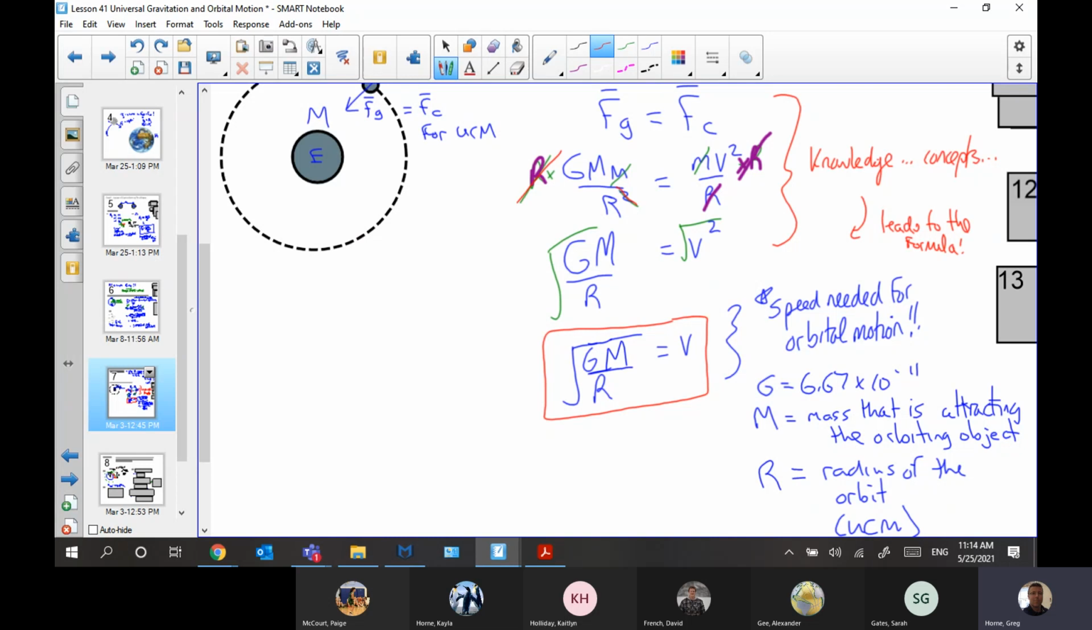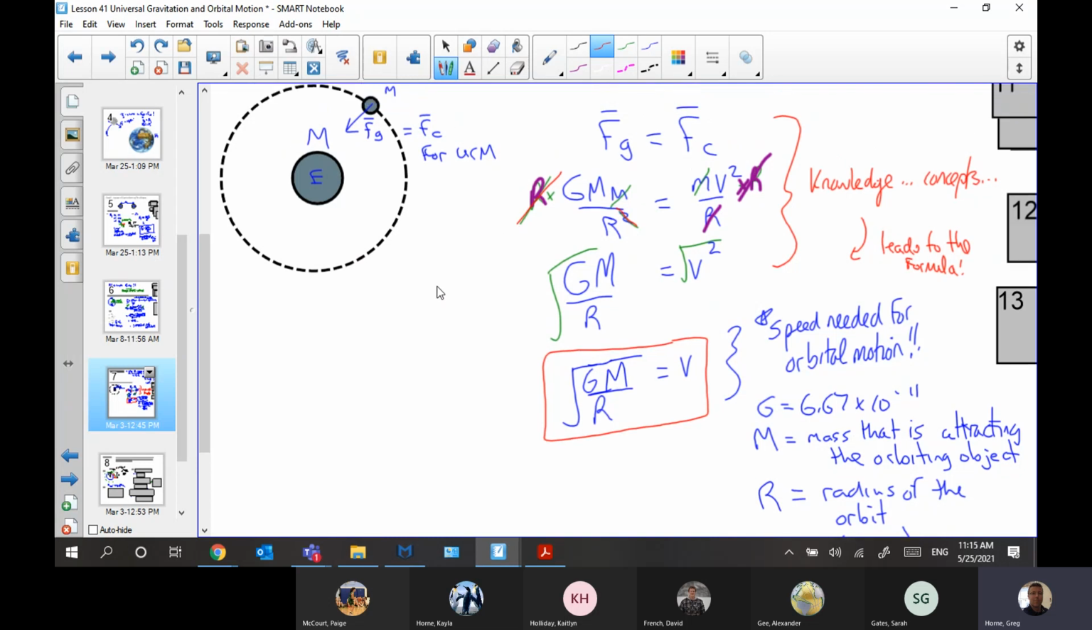So if I said a Volkswagen was orbiting Earth at a certain radius, or I said a pillow full of feathers was orbiting Earth at a certain radius, or if I said you were orbiting the Earth at a certain radius, you'd all have the same orbital speed for a uniform circular motion. And it has to do with the fact that all objects fall at the same rate. And so all objects would orbit at the same rate as well, regardless of their mass. Okay, so there is no little m. It cancels out right here, right there and there. So it doesn't matter.